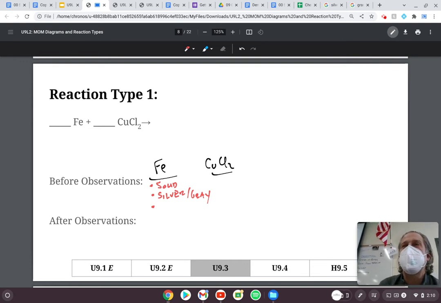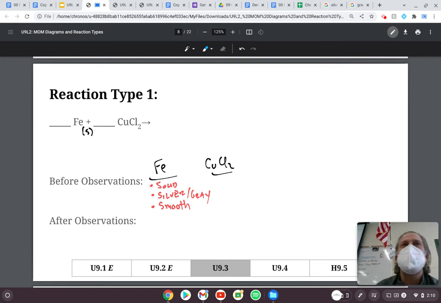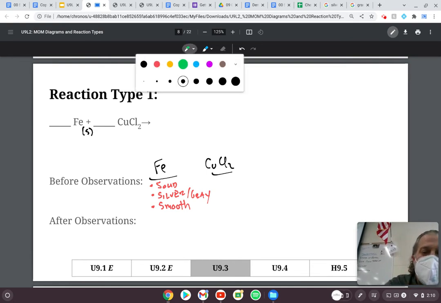Think about the texture of a nail. Smooth, we'll say it's smooth for today. Somebody might say it's hard, but we can go with smooth. I think that's pretty good. So up here in my top reaction, I'm going to put an S behind it to tell the world that we have a solid.